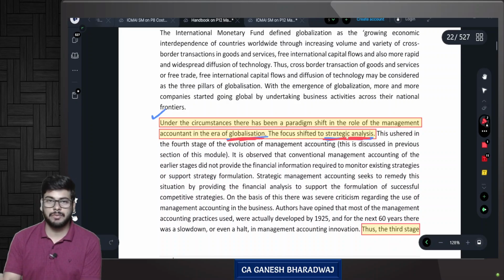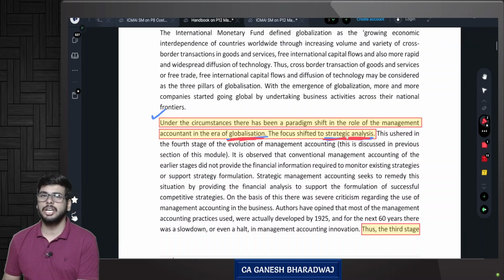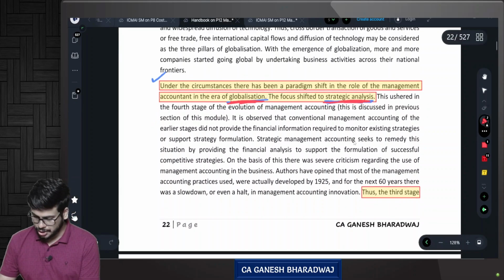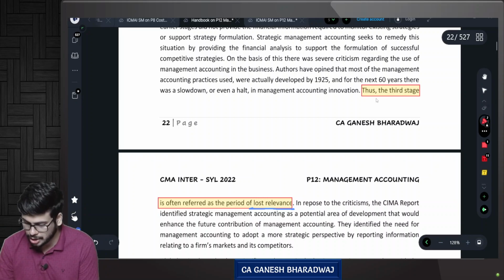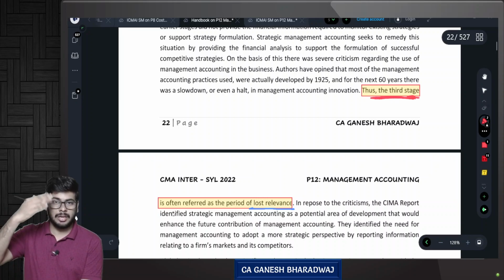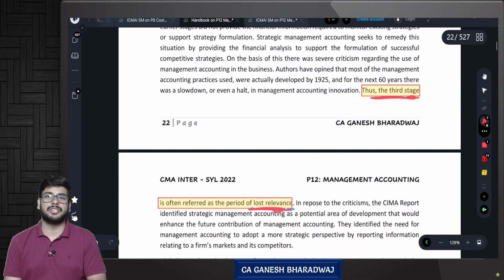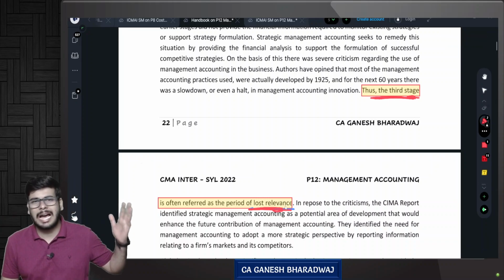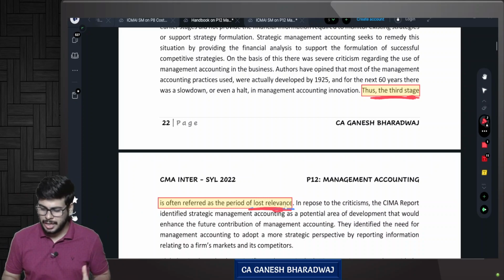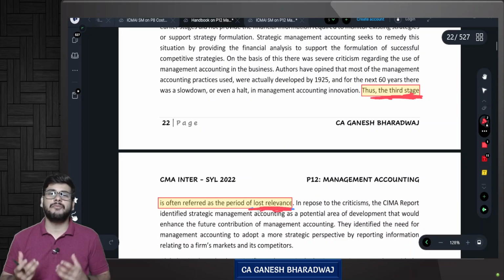The focus has shifted to strategic analysis. I told you it's about deciding between a cost leadership strategy or a product differentiation strategy. And if you see the third stage, now I'm connecting the dots. The third stage of the evolution of management accounting is often referred to as a period of lost relevance. Why? Because completely new changes in technologies all happened after 1985 only. That's why the third stage is often referred to as the period of lost relevance.